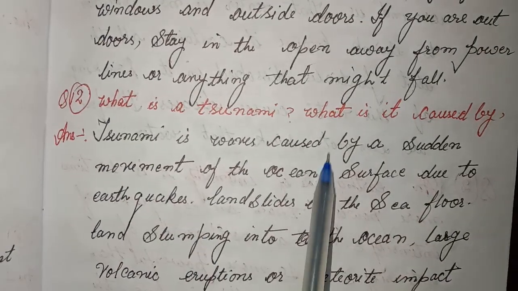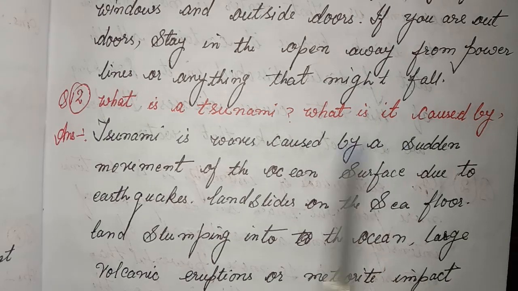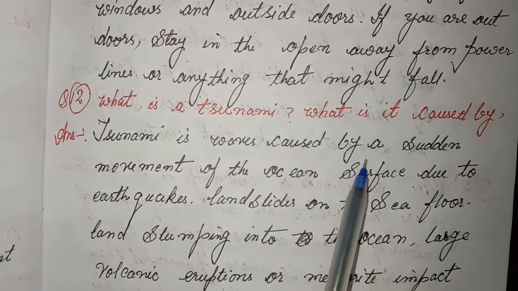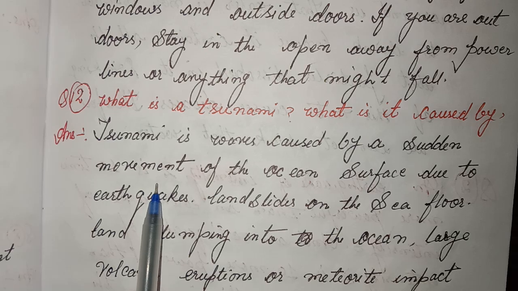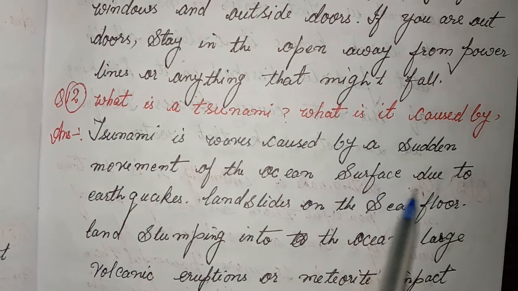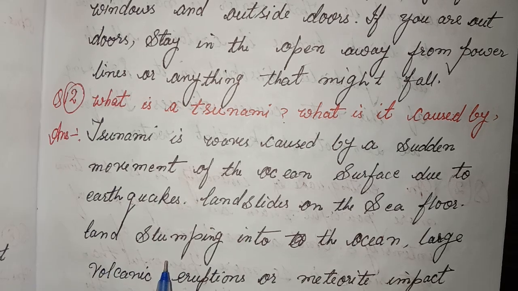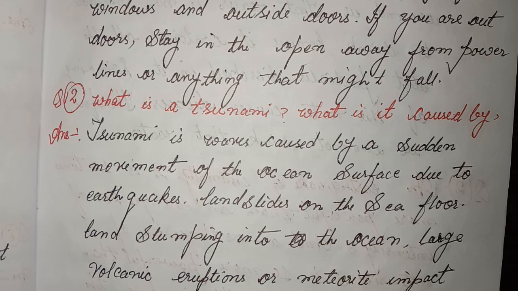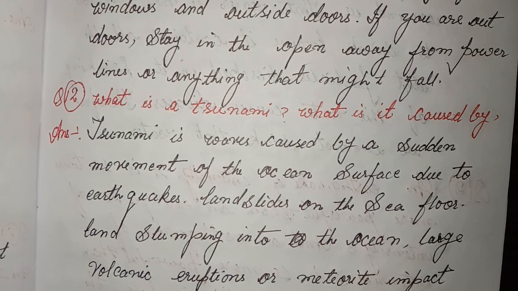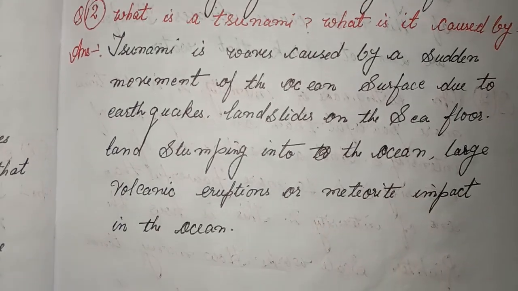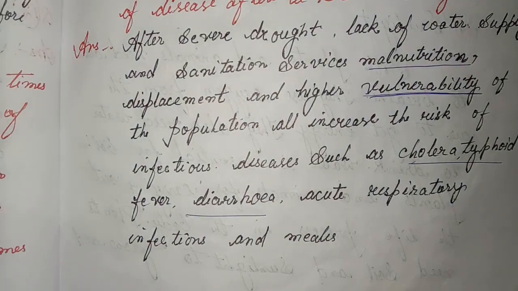Twelve. What is a tsunami? What is it caused by? Answer. A tsunami is waves caused by a sudden movement of the ocean surface due to earthquakes, landslides on the seafloor, land slumping into the ocean, large volcanic eruptions, or meteorite impact in the ocean.